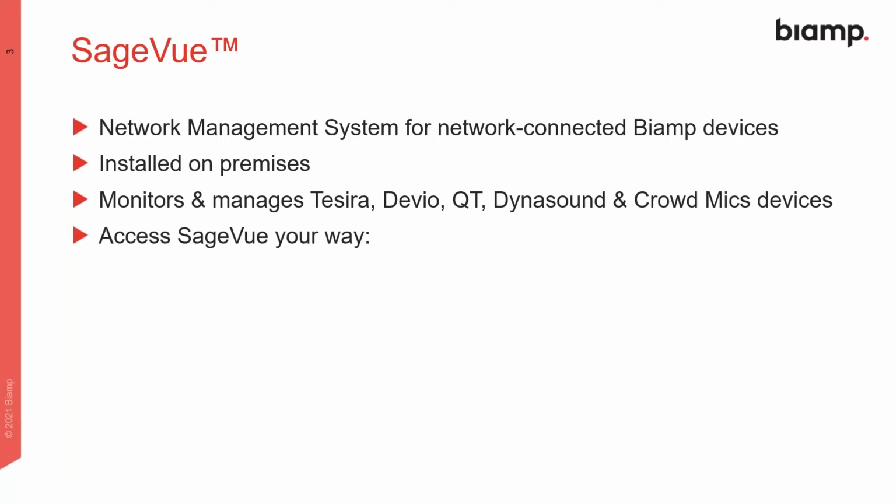There are a couple of different ways you can access SageVue. By default, when you install SageVue, you get a web GUI that you can access from a browser. But we also expose an API. SageVue is built on top of a REST API, and we have some help documentation, which we'll talk about a bit more later in the presentation. So you can use that built-in web browser, or pull information from SageVue into a third-party NMS, or network management system, if you have one.